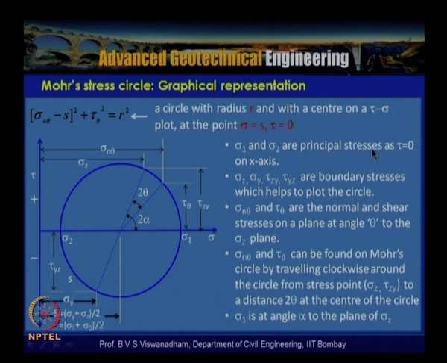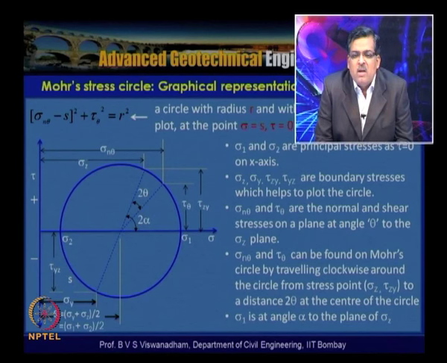Sigma 1 and sigma 2 are the principal stresses, as tau is equal to 0 on the x axis. The shearless planes are called principal planes. Sigma y and sigma z and tau zy are the boundary stresses which help to plot the circle. Sigma n theta and tau theta are the normal and shear stresses on a plane at an angle theta to the sigma z plane. Sigma n theta and tau theta can be found on the Mohr circle by traveling clockwise around the circle from the stress point through a distance 2 theta at the center of the circle, and sigma 1 is at an angle alpha to the plane of sigma z.